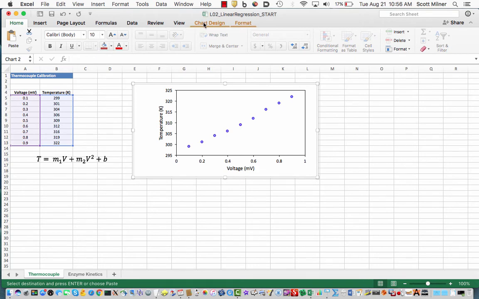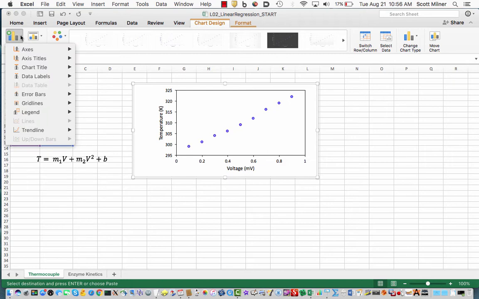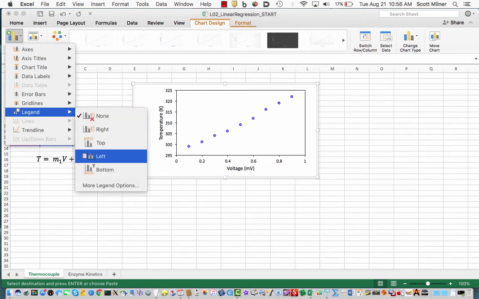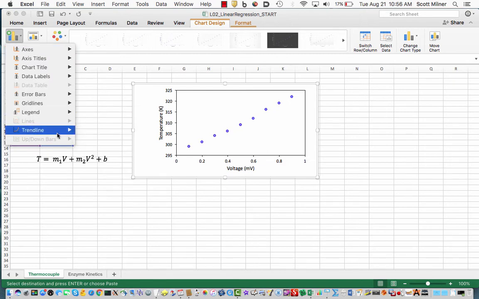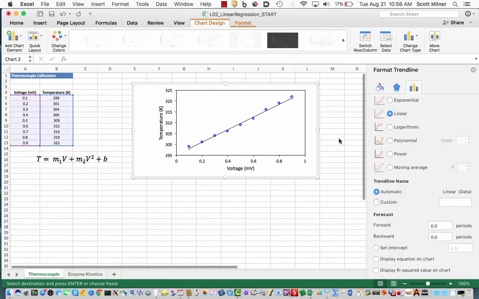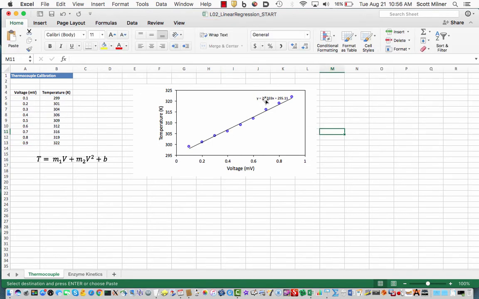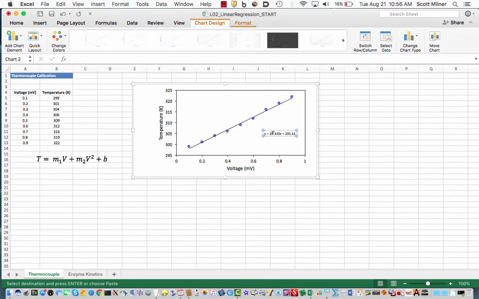Again, we go to Chart Design, Add Chart Element. This is where we add pieces to the graph. We can add a, whoops, not a legend, a trend line. We can add a linear trend line with the display equation shown. And then let's go ahead and add another trend line to see whether that looks any better to our eye.